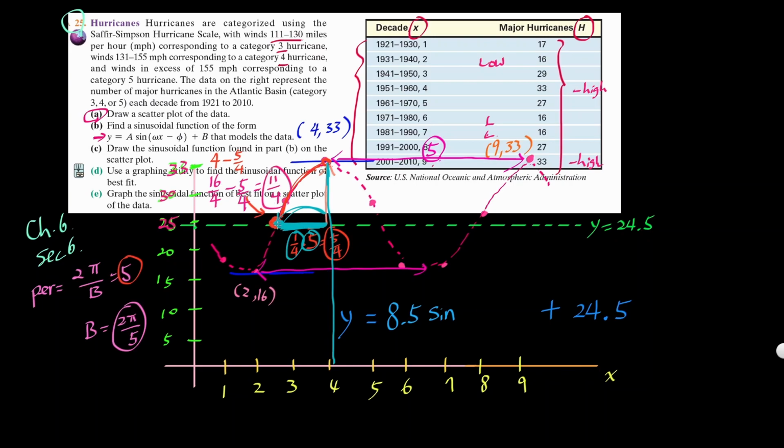That means this point right here, the center, will be 11 over 4 comma, and y-wise it was 24.5. Remember, it got raised up. So 24.5 is 24 and a 1/2, which is 49 over 2.